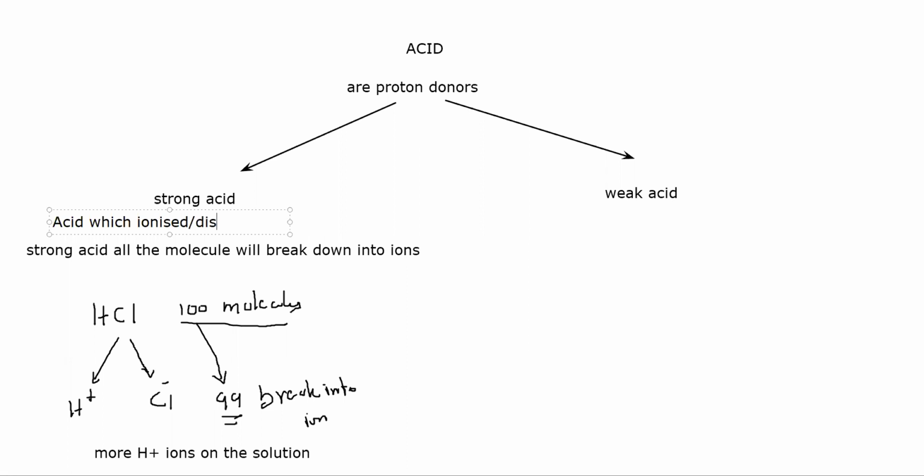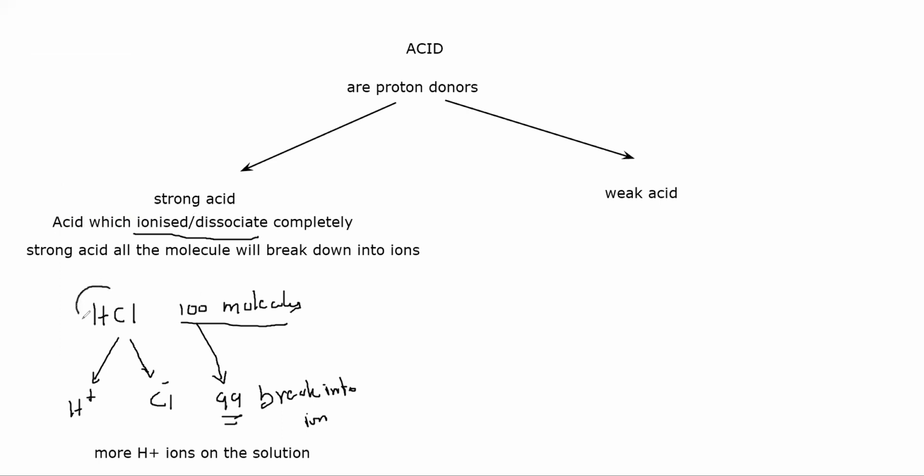Acids which ionize or dissociate completely, we call that a strong acid. This is a standard definition. The term ionize or dissociation means when the molecule breaks into ions or changes into ions, we use the term ionize or dissociate. So strong acids are acids which ionize or dissociate completely.